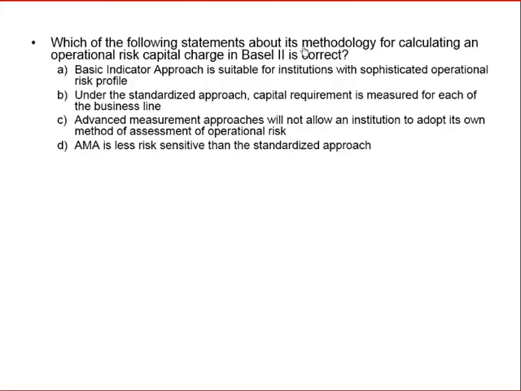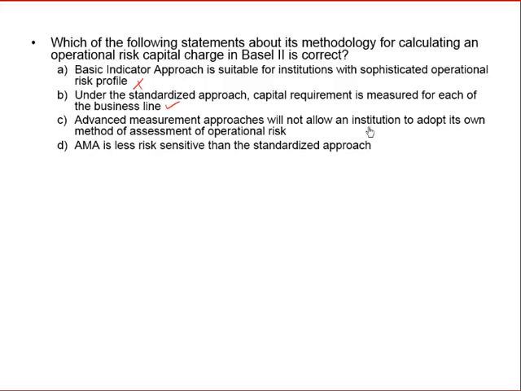Which of the following statements about the methodology for calculating an operational risk capital charge in Basel II is correct? Basic indicator approach is suitable for institutions with a sophisticated operational risk profile. That's incorrect. Under the standardized approach, capital requirement is measured for each of the business lines. That is correct.